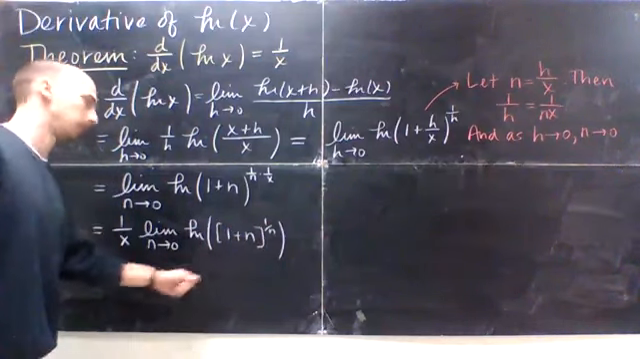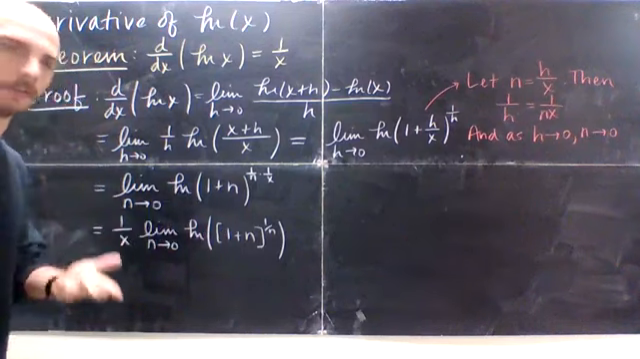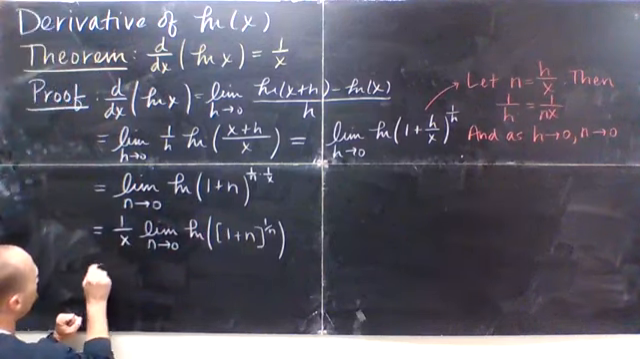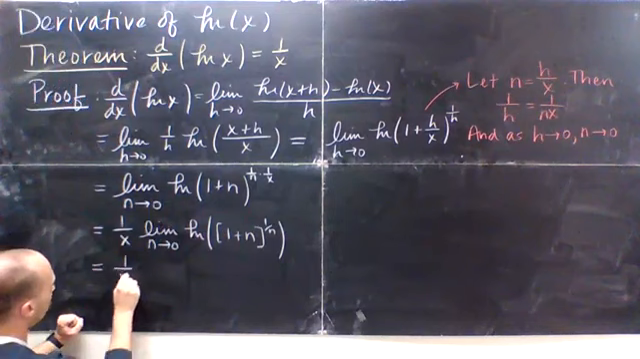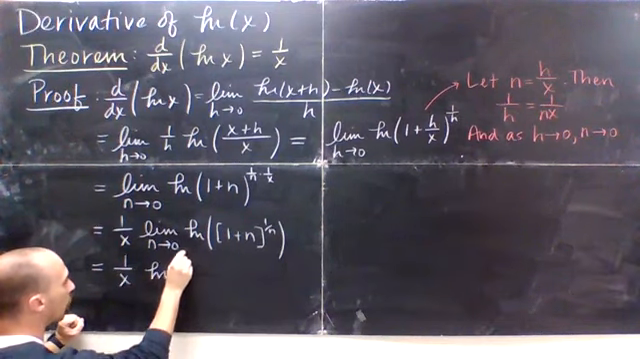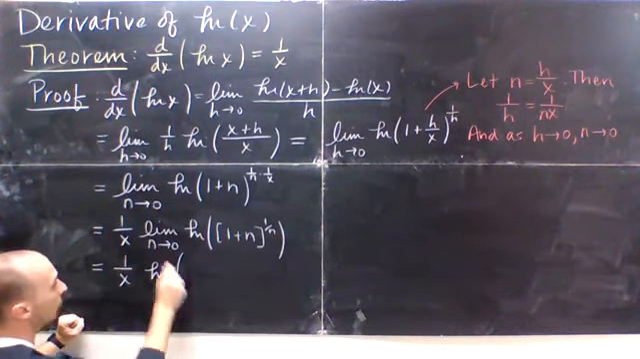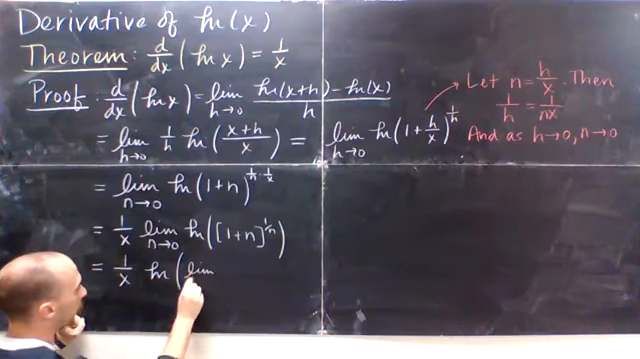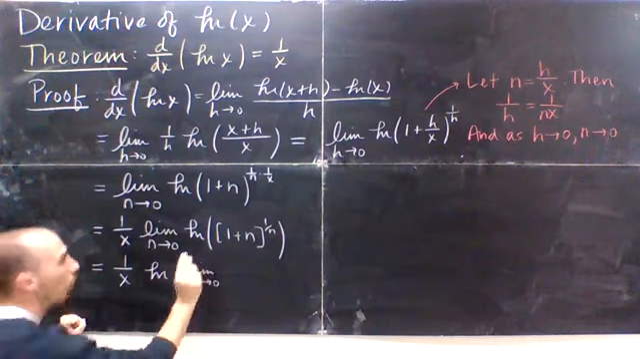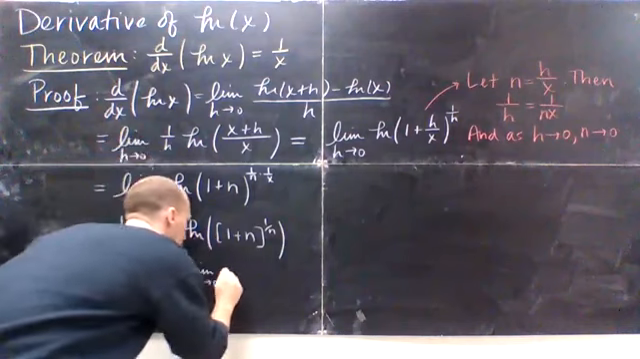So I can pass the limit on through to the inside of that continuous function. So this is going to be 1 over x times the natural log of, the limit as n goes to 0, of 1 plus n to the 1 over n.